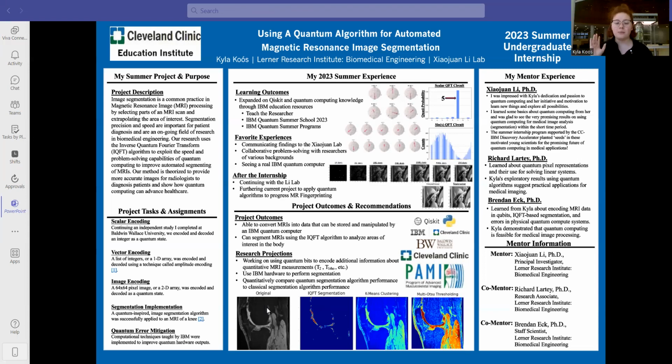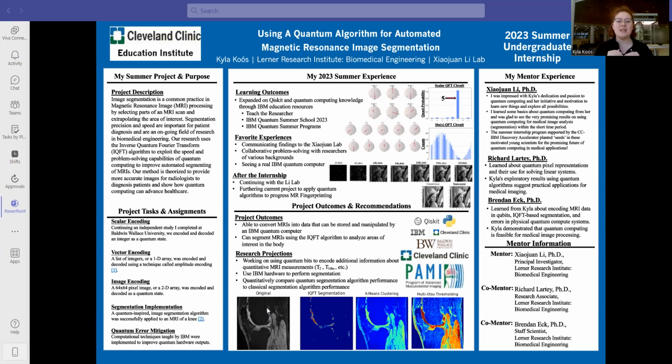However, instead of the time consuming way, we could implement an algorithm, and this algorithm would automatically just take out everything we need. So we would automatically take out all the cartilage. That's kind of what our algorithm is trying to do. Our IQFT is theorized to provide more accurate images for radiologists to diagnose patients and show how quantum computing can advance healthcare. So this project took a long time to lead up to.